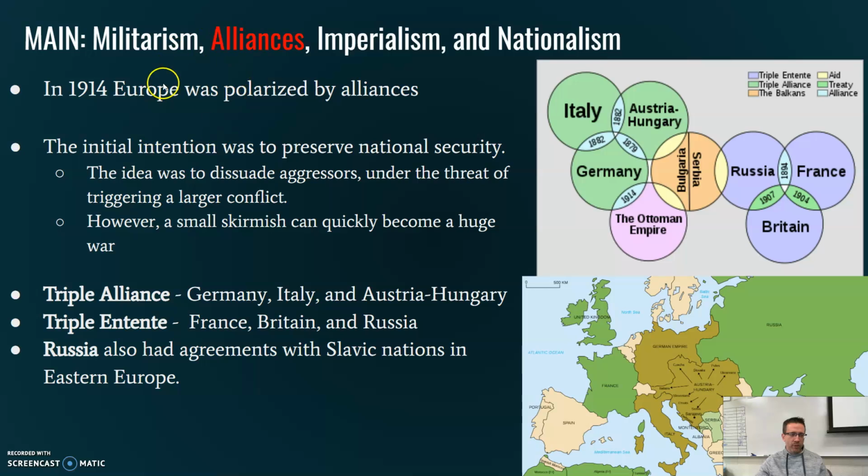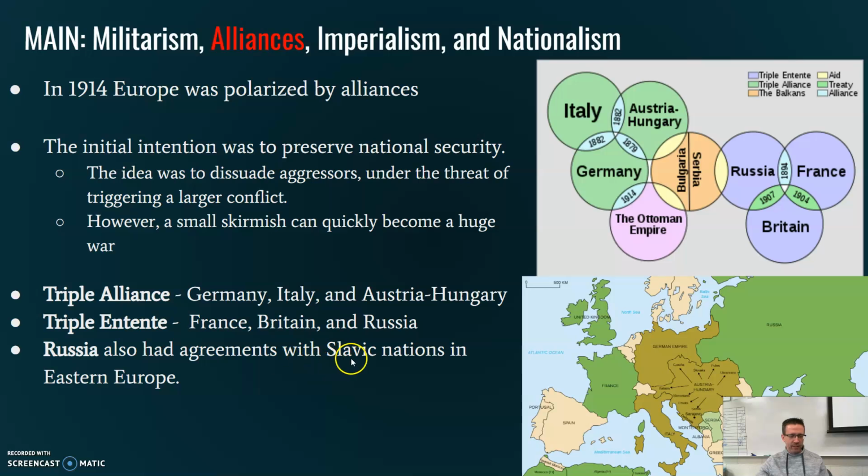So we have on one side the Triple Alliance, Germany, Italy, and Austria-Hungary. But they were also giving aid to Bulgaria, and the Ottoman Empire was too. So Germany also had some sort of alliance with the Ottoman Empire. And on the other side, we have Russia, France, and Britain. They were part of the alliance. And they also were aiding the Serbians. So this is where the conflict is going to be that causes these big players to jump in.